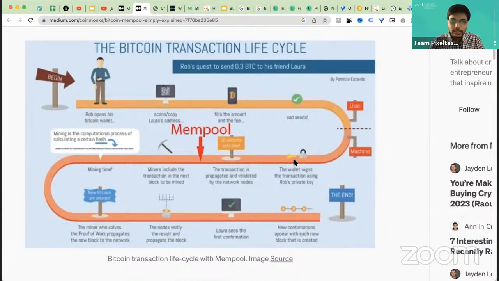Now this goes into the memory pool, right? Whenever a transaction is done, it does not immediately get validated. It goes into the memory pool, right? The transaction is propagated and validated by the network nodes. So now what are nodes?